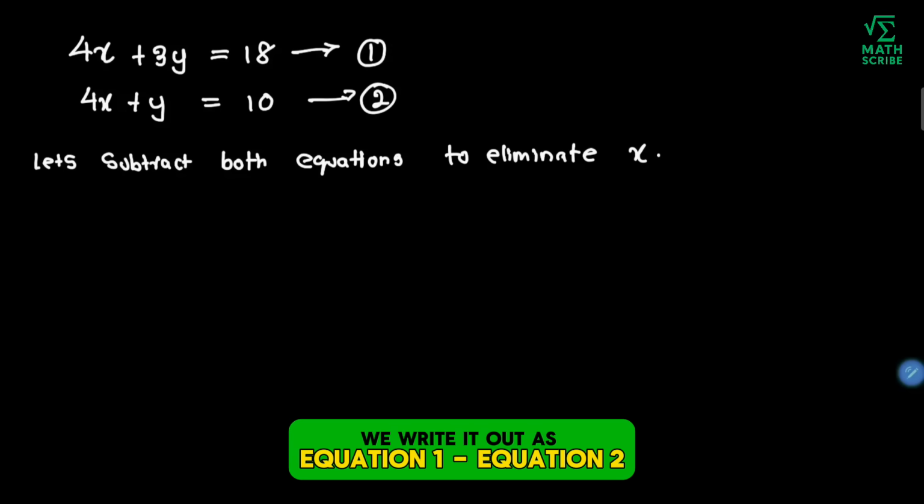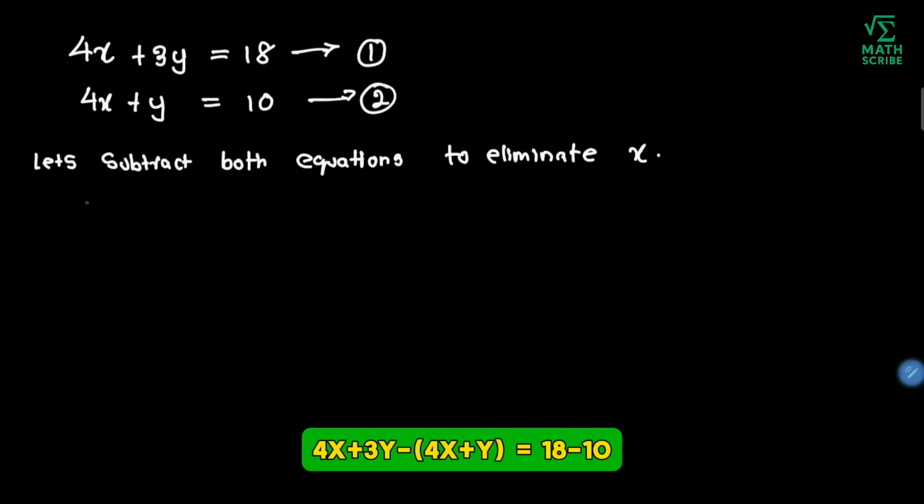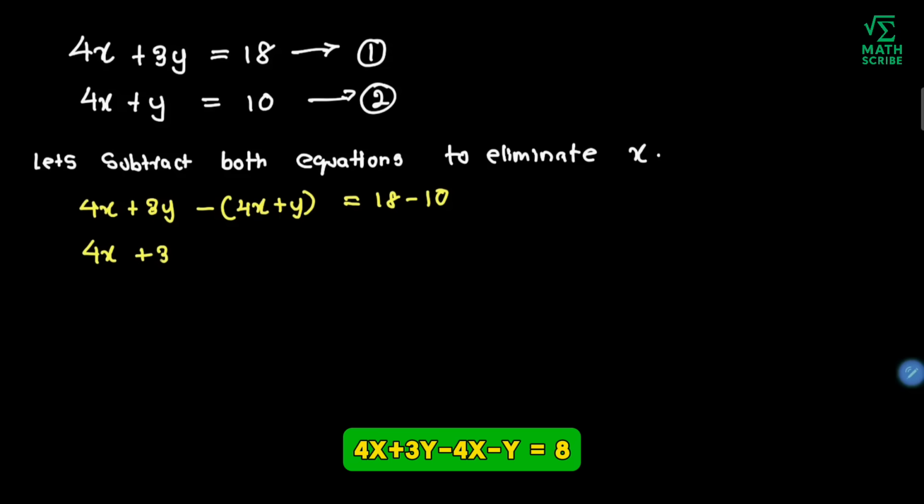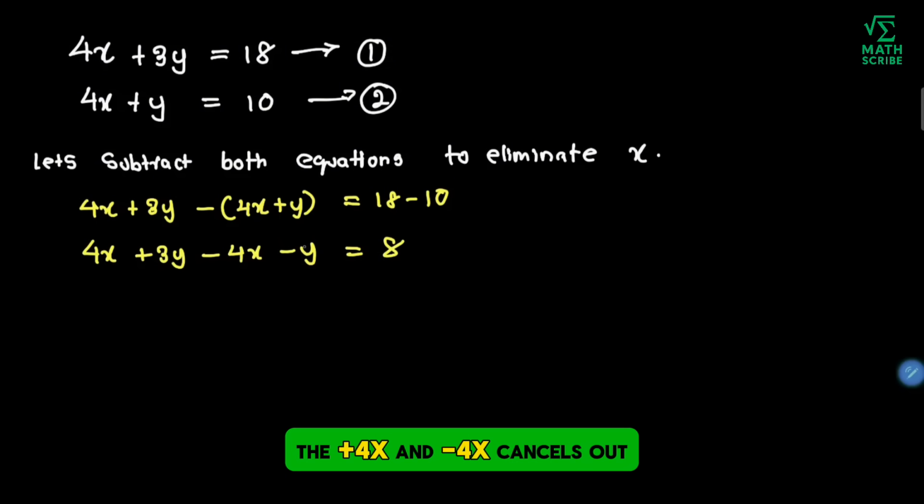We write it out as equation 1 minus equation 2. Be careful with your brackets here. 4x plus 3y minus, within brackets, 4x plus y equals 18 minus 10. Distribute that negative sign. 4x plus 3y minus 4x minus y equals 8. The 4x and negative 4x cancel out.